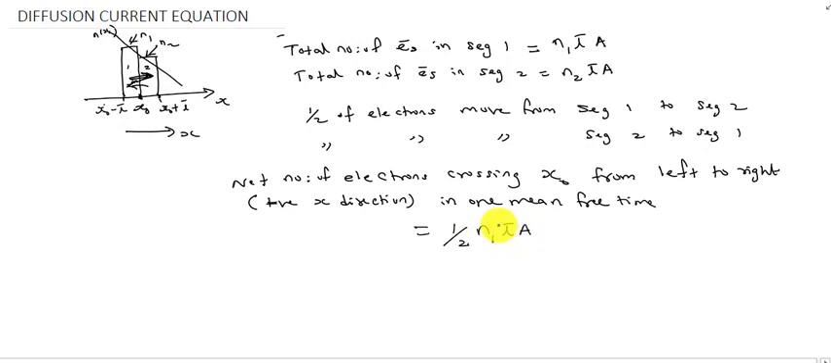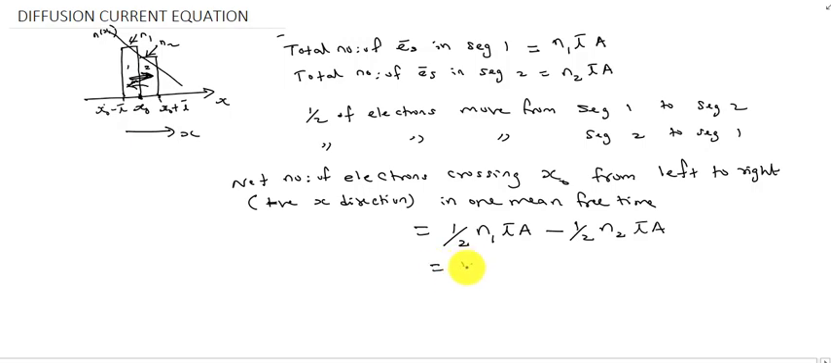So half of the electrons is moving from segment 1 to 2, that is from left to right. Then net motion means the remaining electrons, that is from 2 to 1, which means right to left. We have to consider it in positive x direction, so we have to change the direction, that is minus half into n2 into L bar into A. Actually it is divided by T bar, where T bar we are considering as one mean free time. So this is the net movement of electrons.